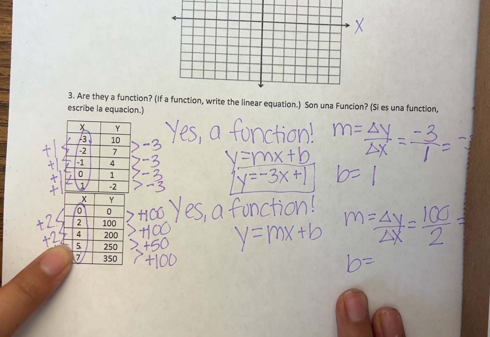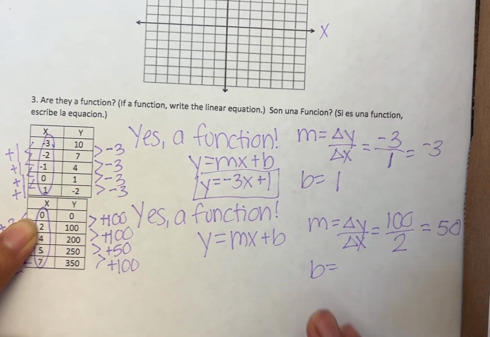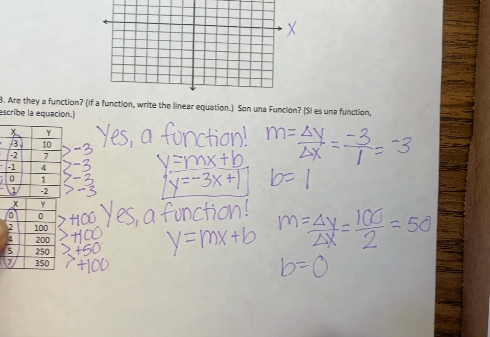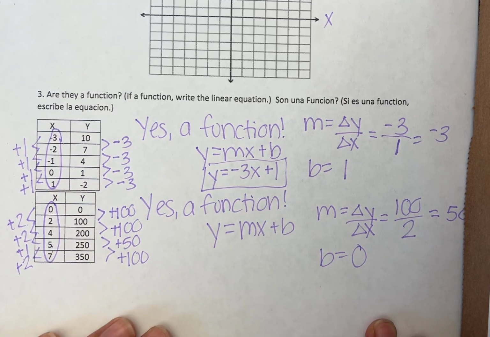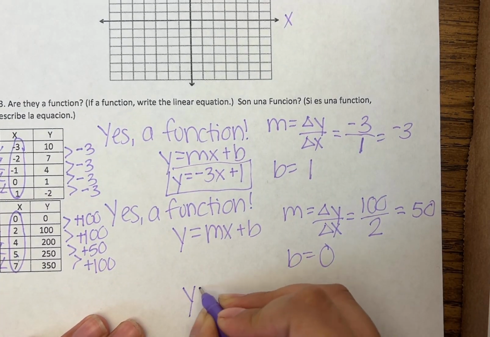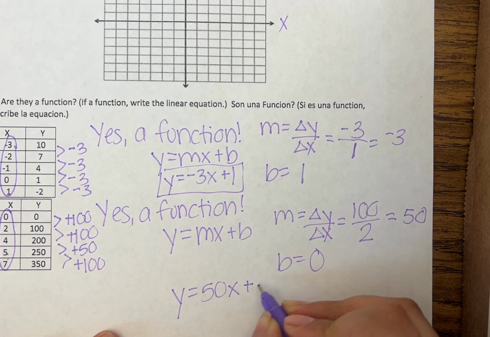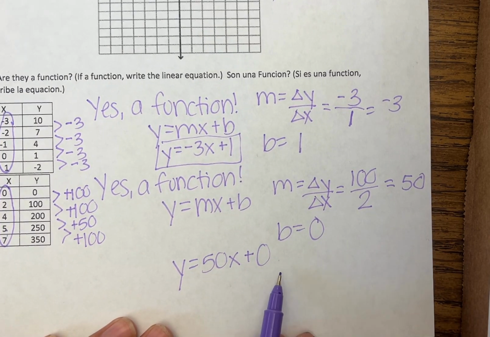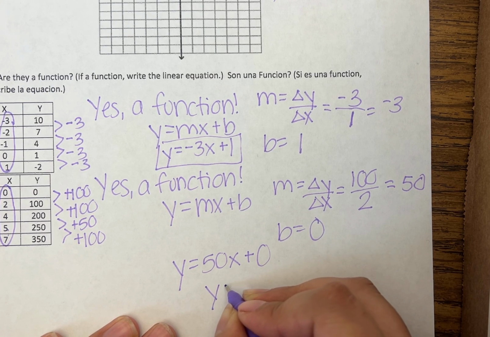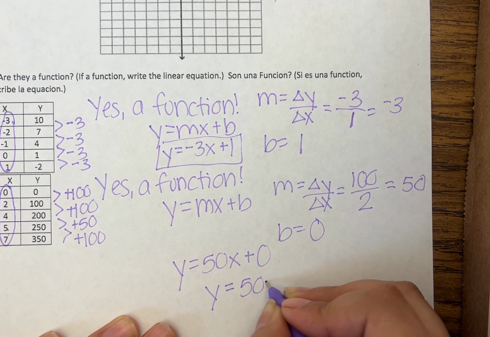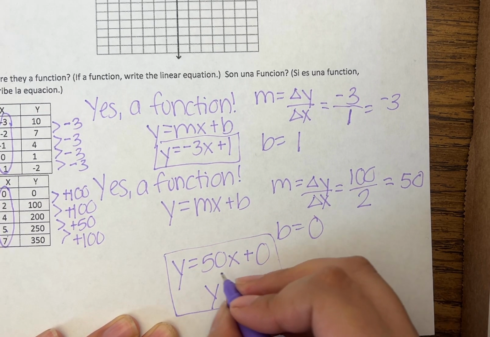Do we have one that has 0 on it? Yes, we have that one right there. So it would be 0, because our y value is 0. So if I were to plug it in, y equals 50x plus 0. You can write it like this, or since it's just 0, you don't really have to write it. Y equals 50x. So you could choose one or the other.